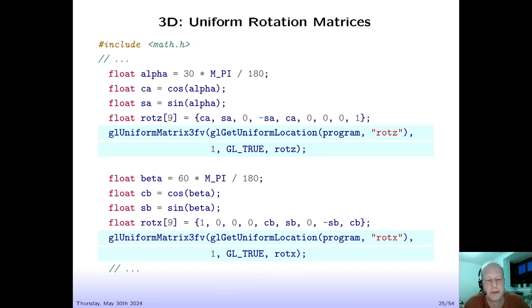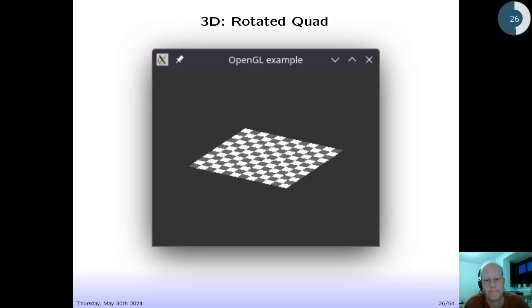We set up the matrices as follows. So we create a rotation matrix and we use glUniformMatrix3fv to load the matrix into OpenGL. We do that for the rotation Z and the rotation X matrix. And then we get the following result. It's 3D, but it's still isometric.